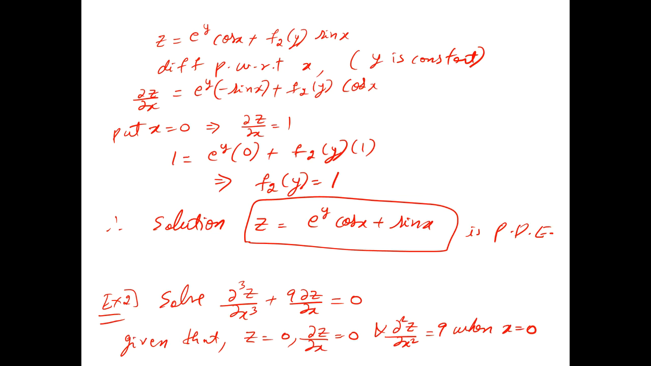Solve ∂³z/∂x³ + 9 ∂z/∂x = 0, given that z = 0, ∂z/∂x = 0, and ∂²z/∂x² = 9 when x = 0. So please try this example, students. Okay, so we'll solve this example.